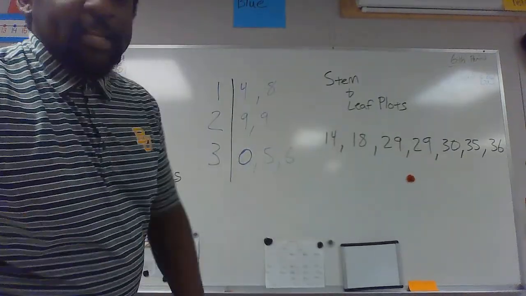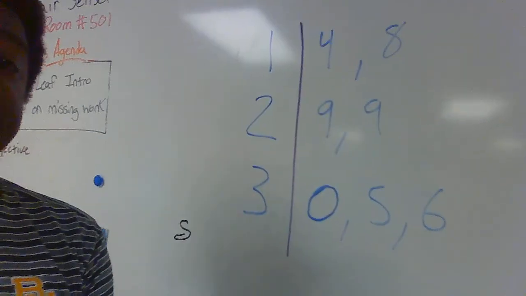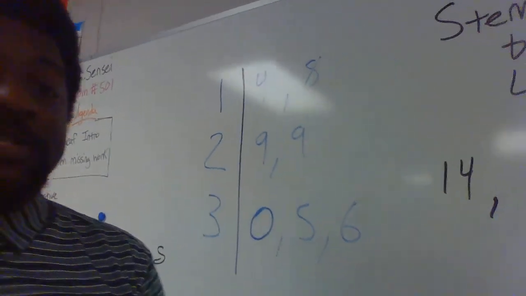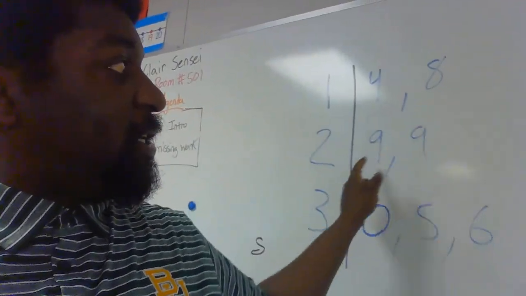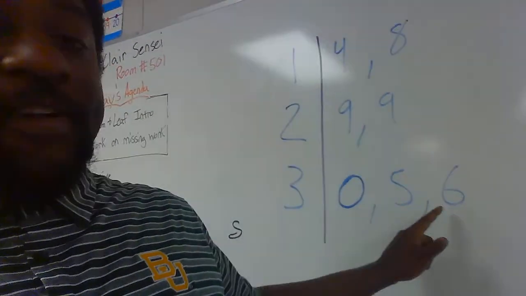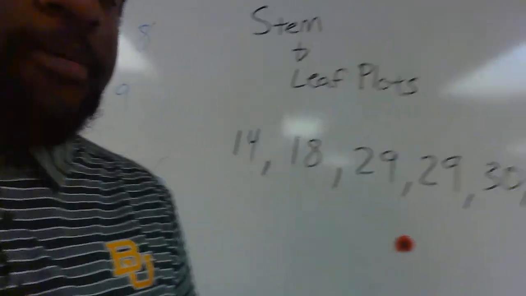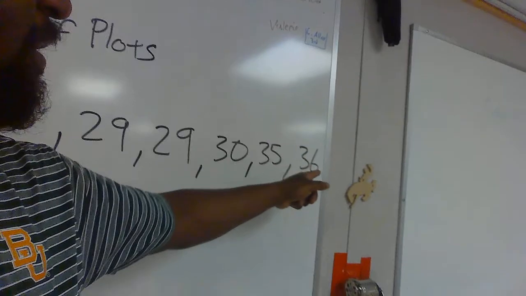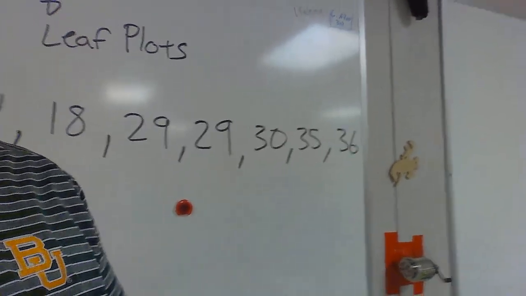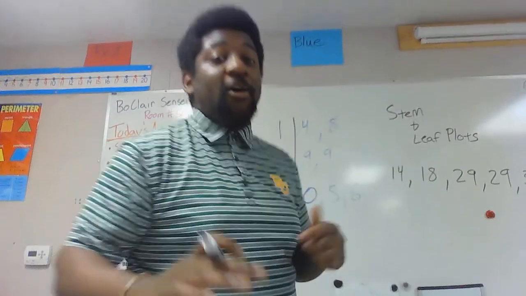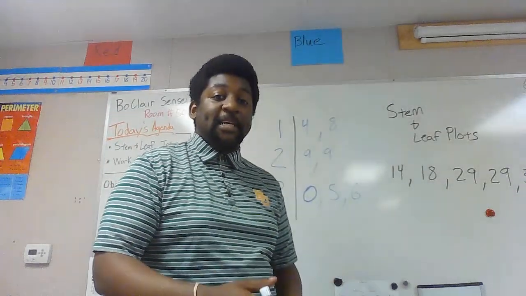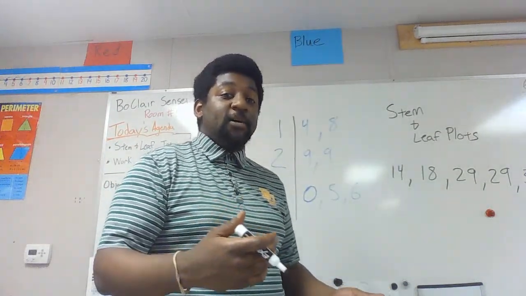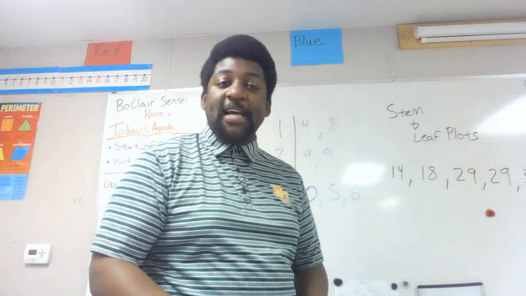So really, the stem and leaf plot is just a different way to write your data. So I had 14, 18, 29, 29, 30, 35, 36. I wrote them as 14, 18, 29, 29, 30, 35, and 36. Y'all, if you can do that part of stem and leaf plot, that's pretty much all it is, understanding what that means. After that, all you're going to do is answer whatever questions they ask you.